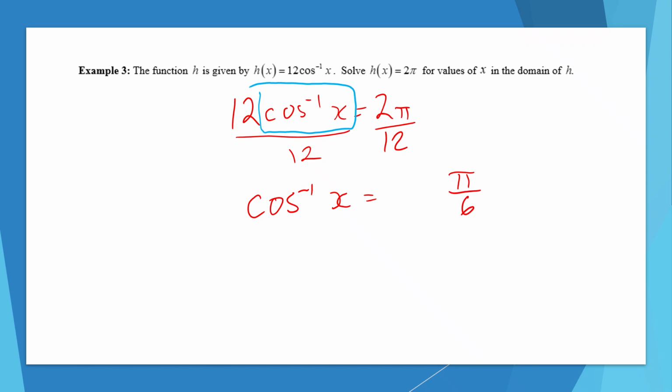Now what we can actually do to both sides, to get rid of the inverse cosine and just have x, is we can take cosine of both sides.